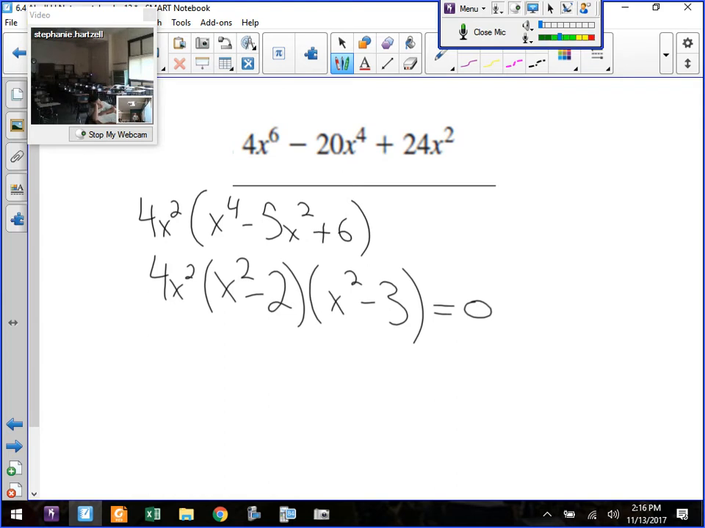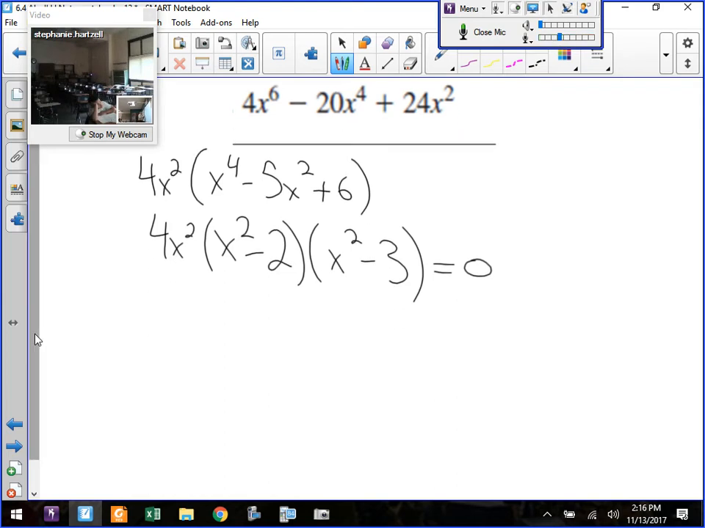All right. Now, here's what happens. We have a zero at 0. We have a zero at plus or minus root 2. And we have a zero at plus or minus root 3. Everybody okay with that? I just added 3 and took the square root, added 2 and took the square root, divided by 4 and took the square root.